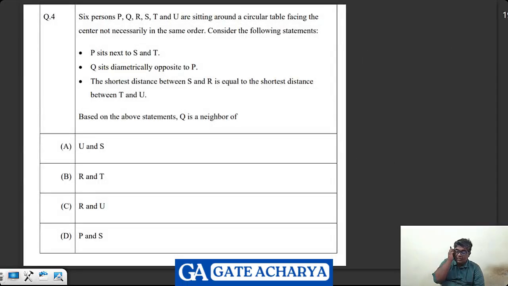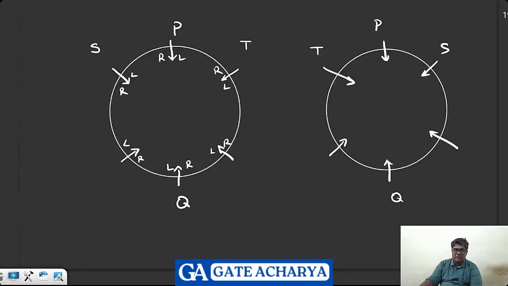The shortest distance between S and R is the same as the shortest distance between T and U. So if I place R here, then I can place TU here. That's one approach. Another approach is, if I place R here, I have to place U here. Okay, there are two cases. I'm drawing the two cases on one diagram.